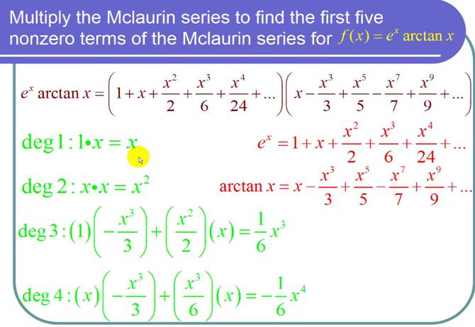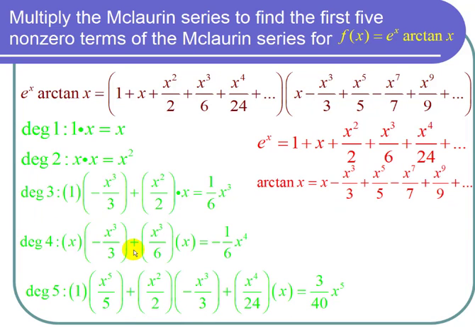So now we have 4 non-zero terms: x, x squared, 1/6 x cubed, negative 1/6 x to the 4th. Let's get the 5th non-zero term, which will be of degree 5. So we have 1 times x to the 5th over 5. Then we have x squared over 2 times negative x cubed over 3. And then we also have x to the 4th over 24 times x. So that's my degree 5 term. And when I multiply those all out and add them, I ended up with 3/40 x to the 5th.